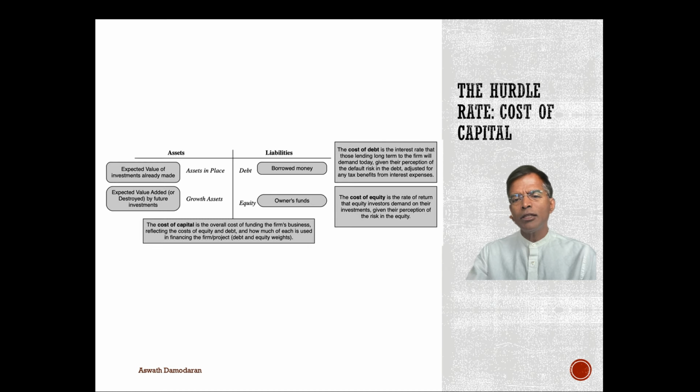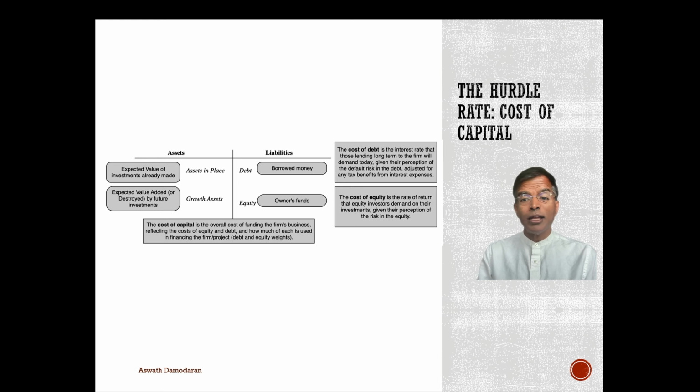So with that lead in, let's first talk about hurdle rates. Now, earlier in the last few sessions, I introduced the notion of a financial balance sheet. On the left side of the balance sheet, or the asset side of the balance sheet, you have your business, your existing assets, investments you've already made, and growth assets, investments I expect you to make in the future.